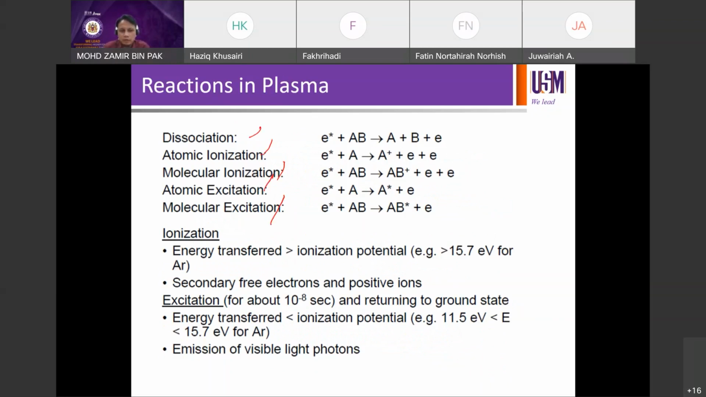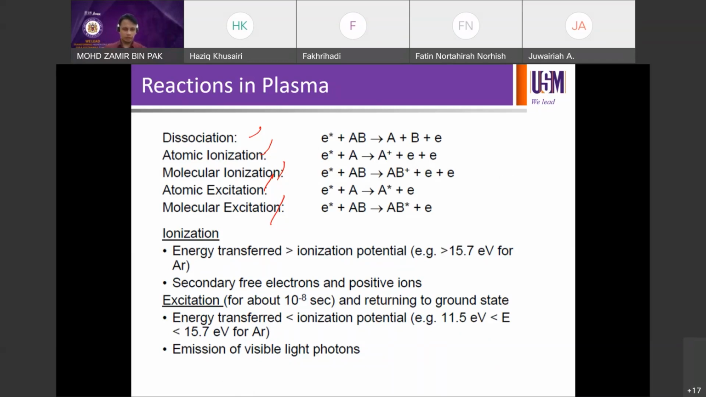Okay, if I can ask you the question, what gives the plasma its respective color? How does the plasma get its light? Why does it have color and light? Anyone? How do you get the light during the plasma creation? Anyone knows? Whoever knows, please share in the chat box.